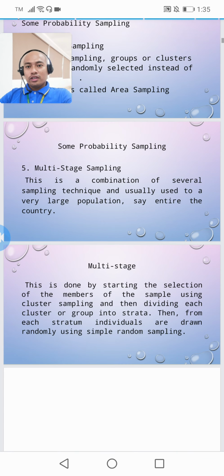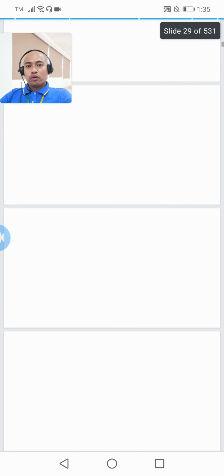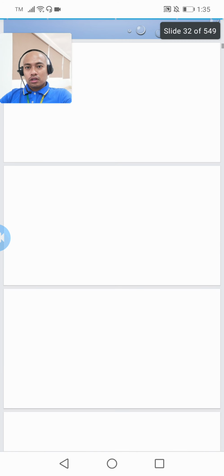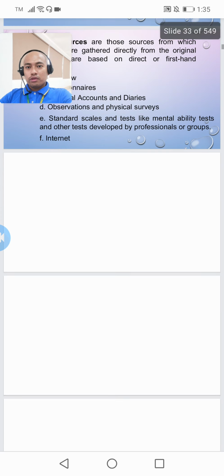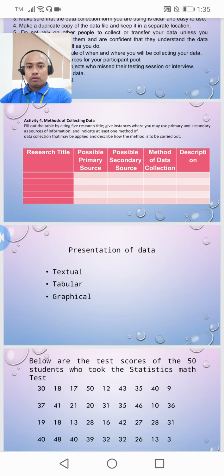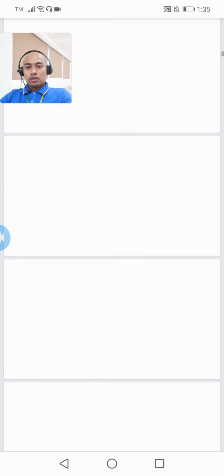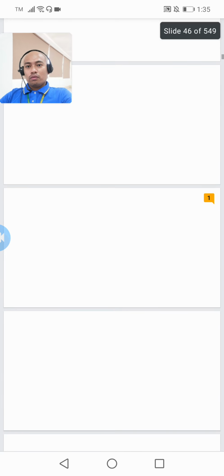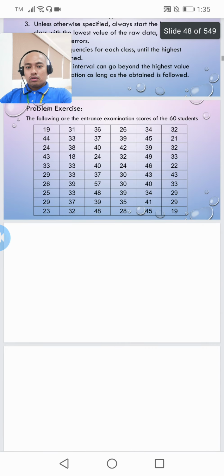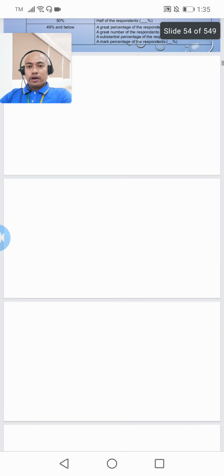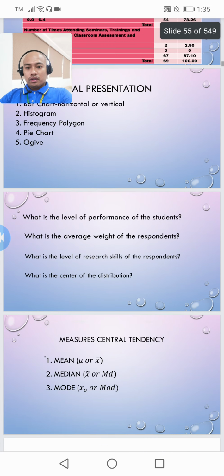For this video discussion, we will concentrate on group data, particularly finding the mean of group data. So how do we find the mean if the data is grouped? There are two possible ways of finding the mean for group data.